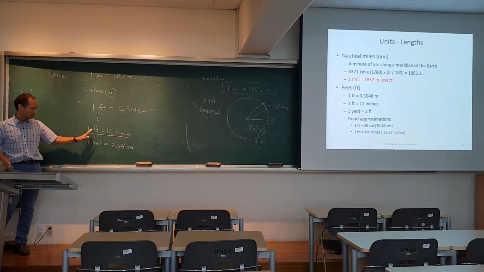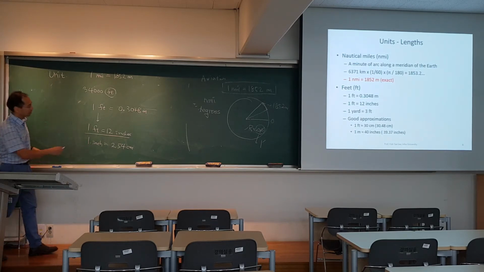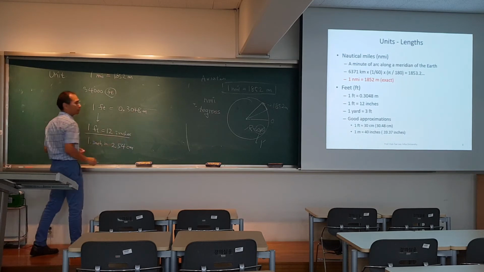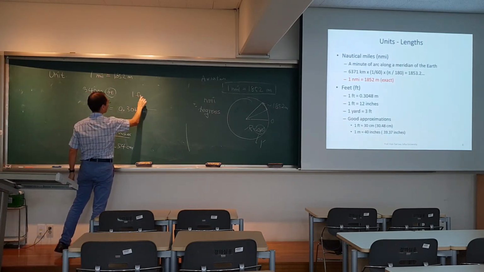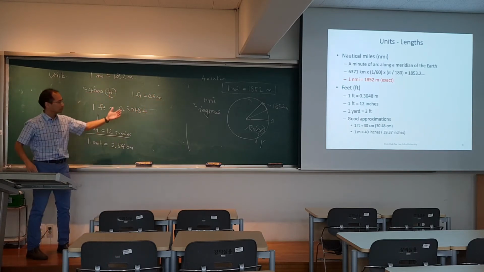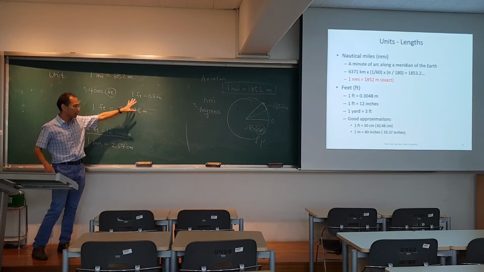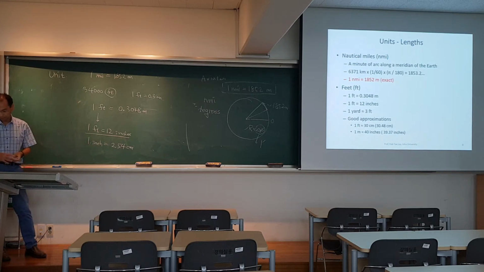Anyway, for inches and feet, 12 inches is 1 foot. Now, because it's 0.30, for the approximation, it's enough. You can just quickly, approximately calculate something by using 1 foot is 0.3 meters.